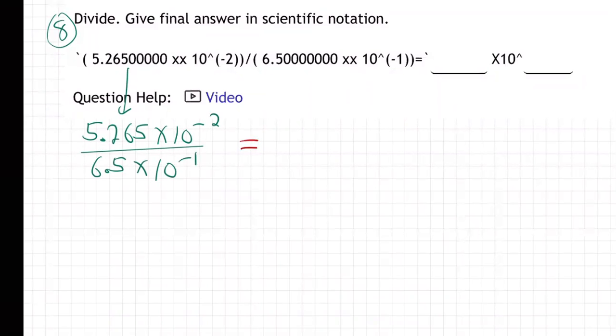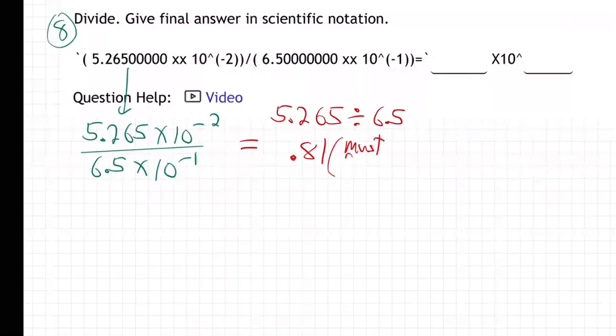So you divide the numbers in the front. 5.265 divided by 6.5 on the calculator. So what is that going to be? 5.265 divided by 6.5. I'm getting 0.81. This we must fix, right? Because the decimal's not where it belongs. The decimal needs to be after the first digit. So we got to do that.